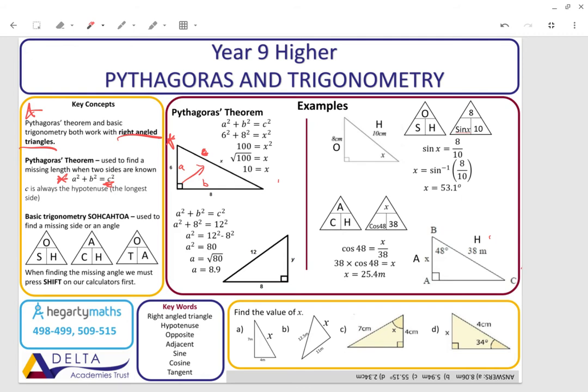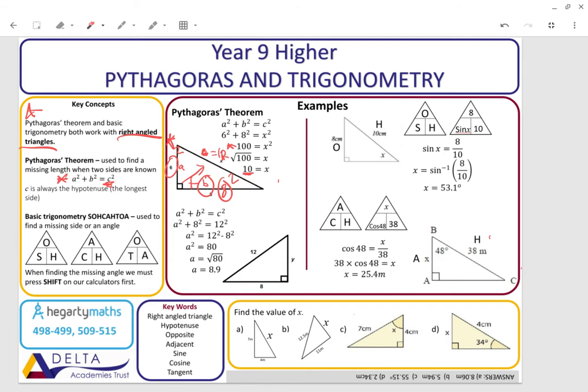Now here I'm trying to work out a long side. So what I do is I square both of the shortest sides. So I've got 6 and 8. I square them and add. Okay, so 6 squared plus 8 squared gives me 100. Then I take the square root of 100 and I get 10. So here the longest side is 10.